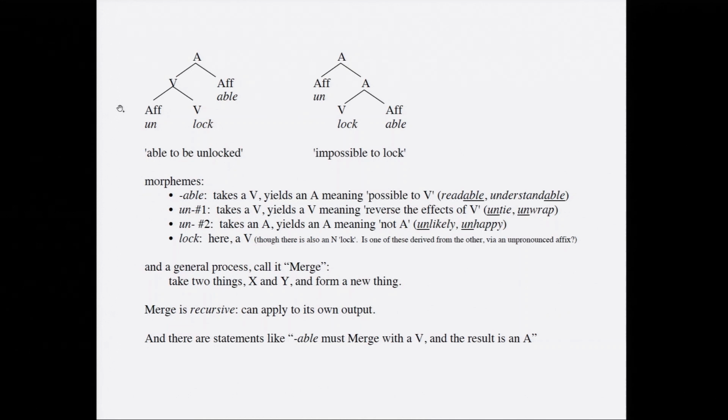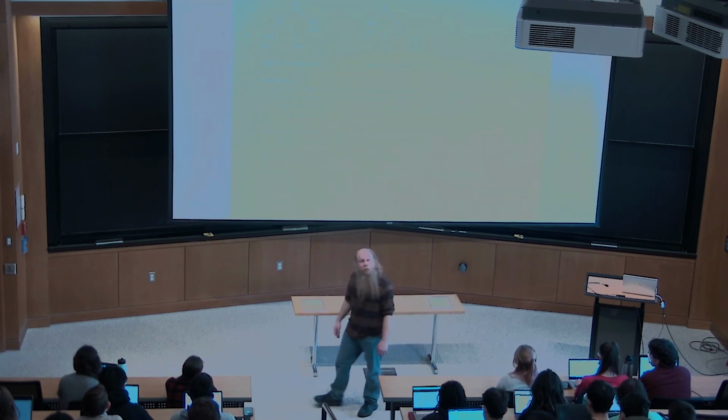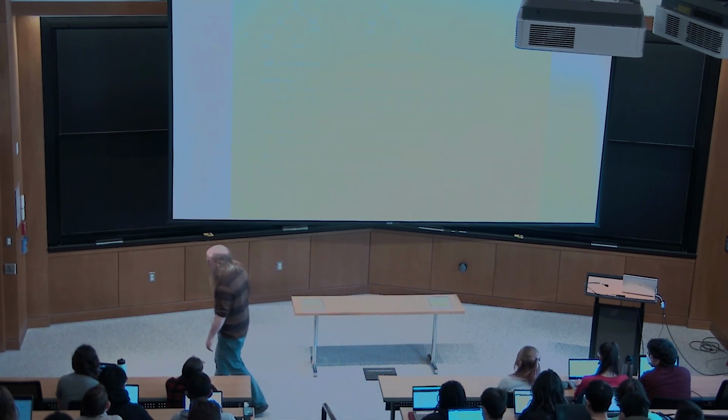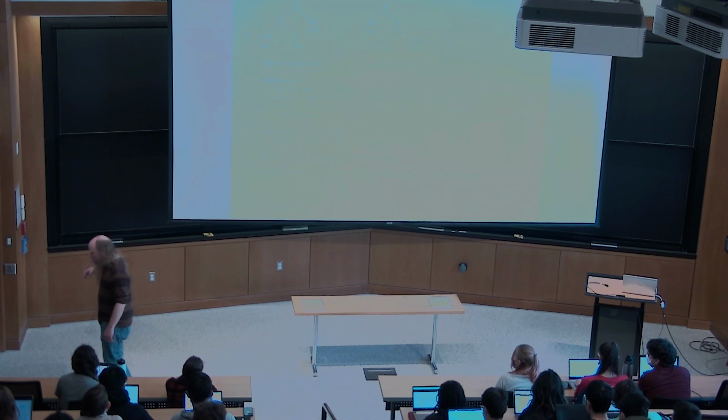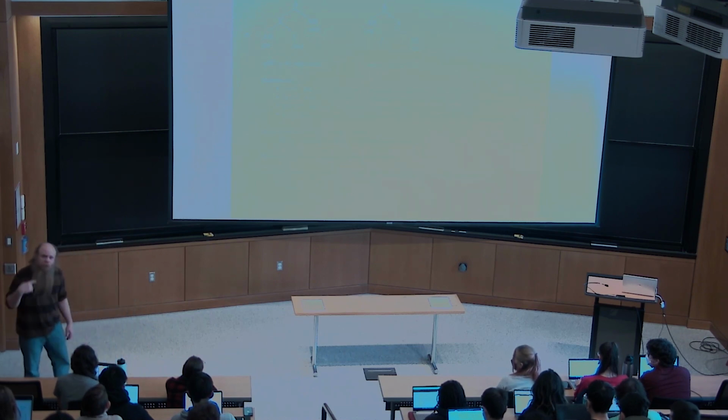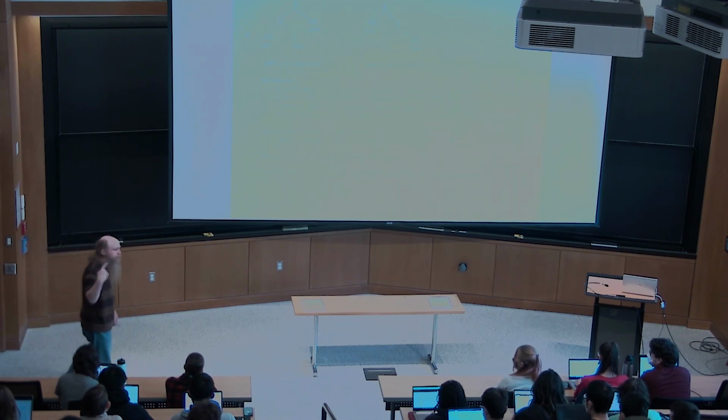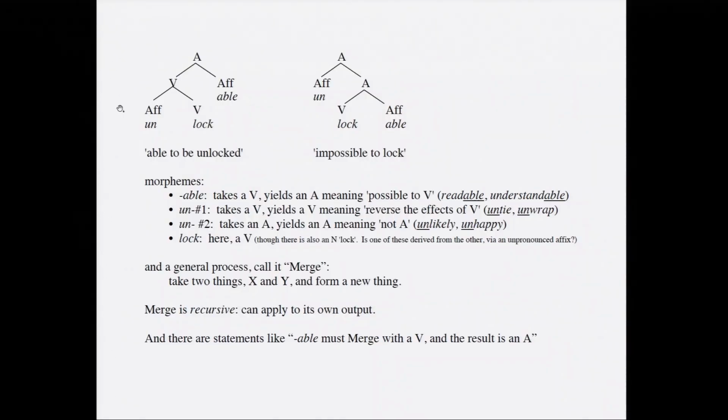So you can take a morpheme like un and a morpheme like lock, and you can put them together to make a verb, unlock. And so I just corrected myself. Sometimes the two things you take are morphemes, but sometimes they are the results of previous instances of merge. So you can also take this thing, unlock, that you've made as a result of merging un and lock, and merge that with able to get you unlockable.